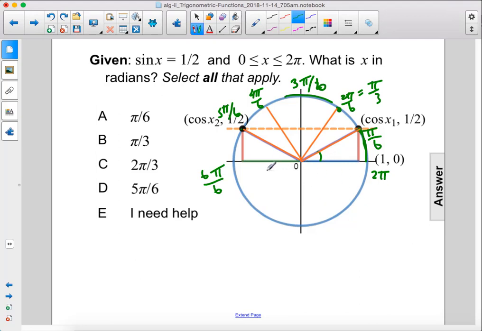You'll see, though, that the reason why we're not down here at all is because the sine values down here are negative, and we're given that sine equals positive 1/2. So, let's see here. This is our point. This is the angle. This is the arc length we want, which is pi over 6. This point also has a sine value of positive 1/2. And as you can see, from here all the way around, that has an arc length of 5 pi over 6. So our answer here is A and D.